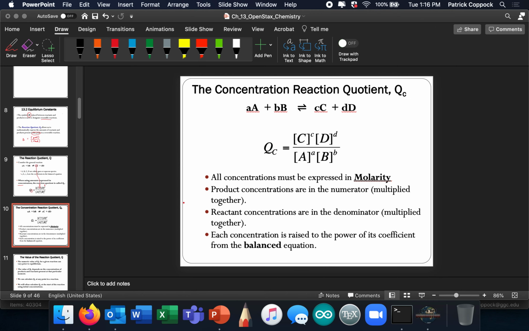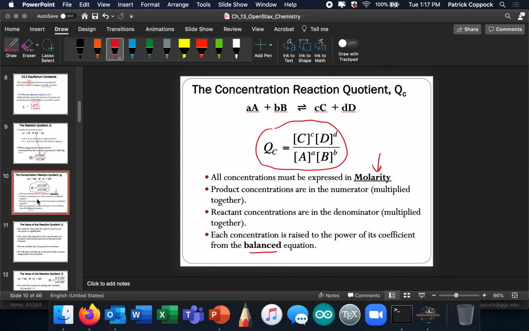All right? Now, concentrations need to be expressed in terms of molarities, right? Because it doesn't make sense if they're not. It turns out this ratio is defined by molarities, all right? Product concentrations are in the numerator, the reactants are in the denominator, and each concentration is raised to the power of its coefficient from the balanced equation. So it has to be balanced.